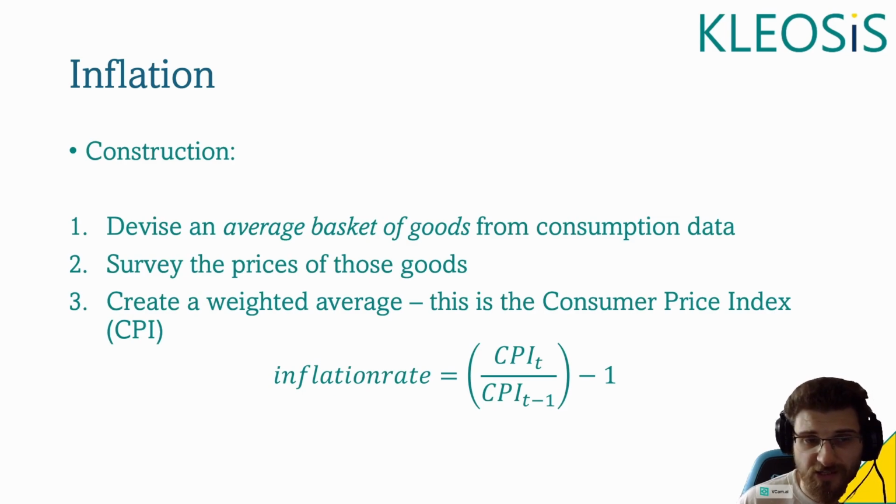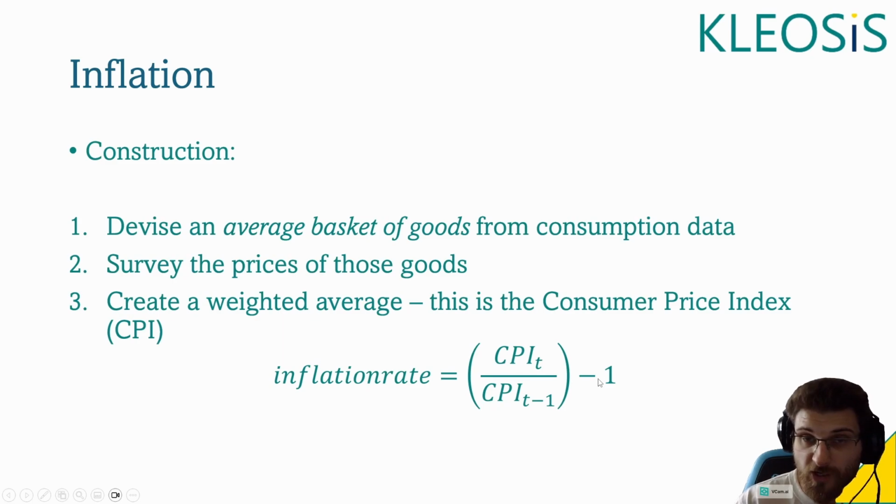From that survey data, the Statistics Agency will create a weighted average according to the basket of goods that they decided was going to be the average basket. And that weighted average is called the Consumer Price Index. Then from that one statistic, if you track it over time, you can calculate the inflation rate, which is just the rate of change in the CPI, calculated as the CPI for this period, or CPI_t, divided by CPI for last period, or any amount of periods back.